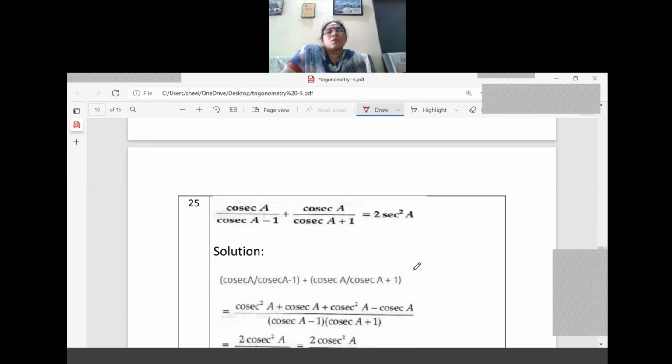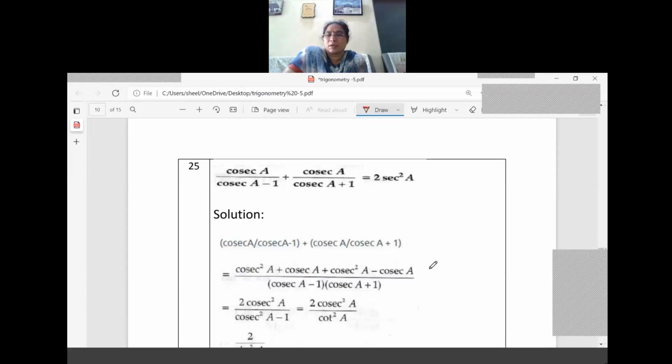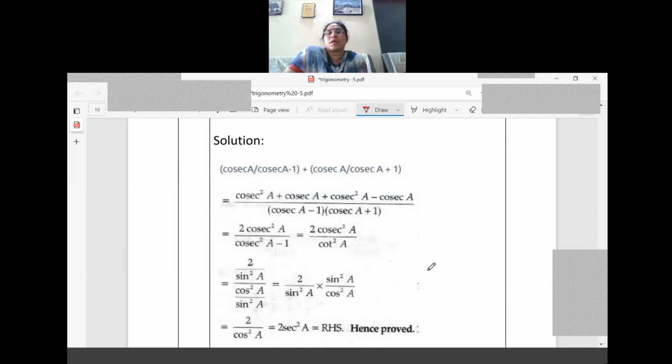Again, cosec A by (cosec A minus 1) plus cosec A by (cosec A plus 1) equal to 2 sec square A only. Take the LCM, expand it, and whatever is going to cancel, cancel it. After that, what is the step we have to see? So we have taken the LCM, then we got cosec square A plus cosec A plus cosec square A minus cosec A, and plus cosec and minus cosec will get cancelled. So what is the answer we are getting here? 2 cosec square A by 2 cosec square A minus 1 only.